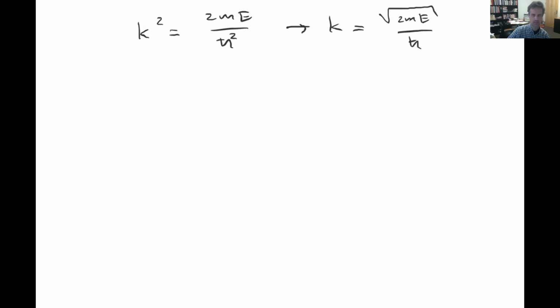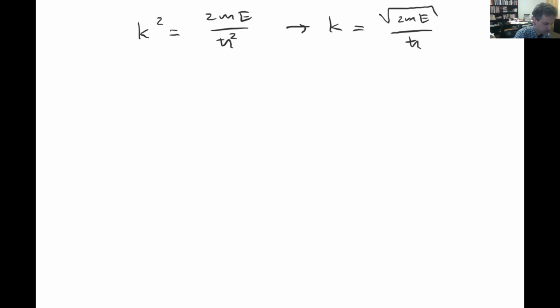All right, and let's first make sure that we understand what k is. So k squared, just make sure we have that written out. Specifically, that's my k squared, right? That's the definition of k squared, which means that k is the square root of that, right? So that's the square root of 2mE over h bar squared. So that's what k is.